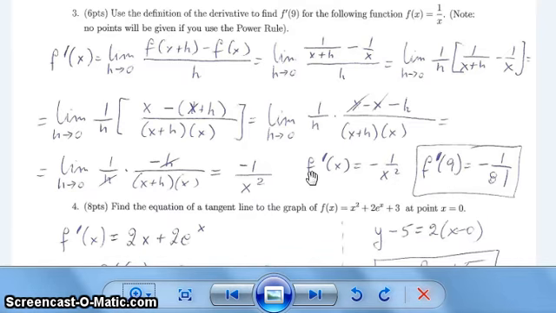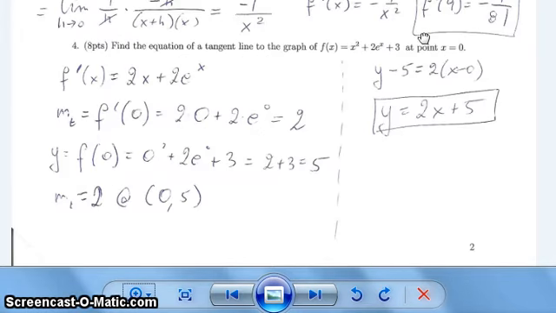Now, the derivative of function f is negative 1 over x squared, so I wrote it here. And the problem was to evaluate f prime of 9, so you have to replace x with 9, and you get negative 1 over 81, because 9 squared is 81 over here.